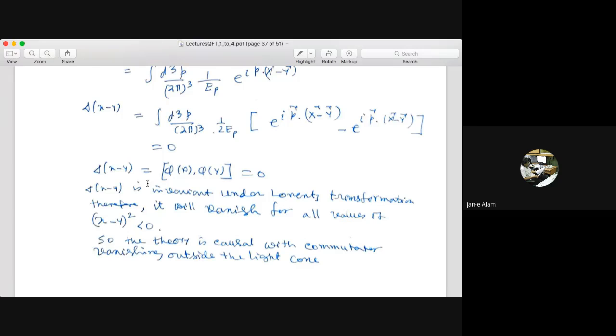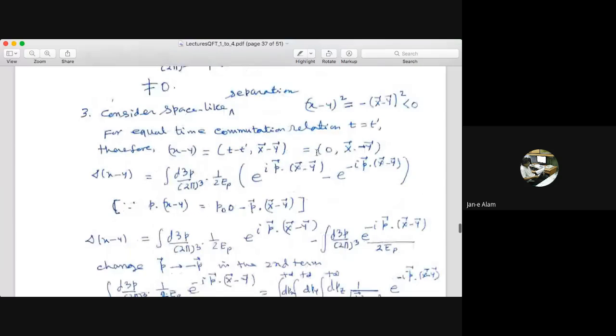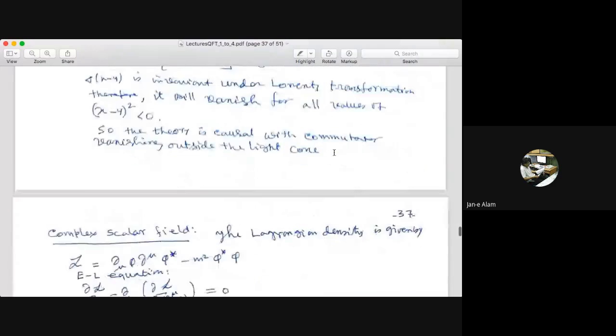Right now, this delta x minus y, I said that this is a Lorentz invariant quantity. So if it is a Lorentz invariant quantity, then this commutator of phi x and phi y will vanish because of Lorentz invariance. I have taken this particular example, but it will vanish for all other cases. So that means that for this commutator, with the quantization conditions, causality is restored. I'll come back to that in more detail when I quantize this complex scalar field.